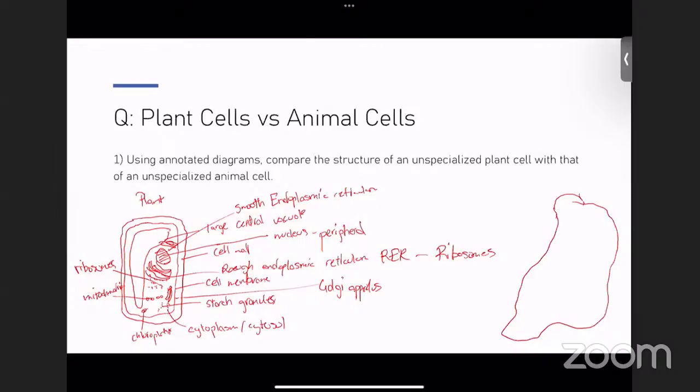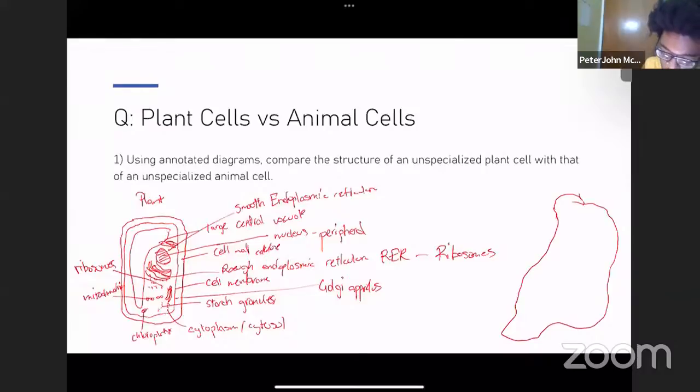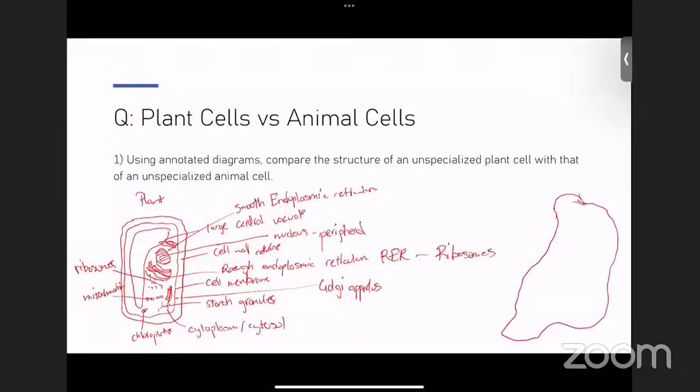Cellulose. Yeah, perfect. So cell wall for the animal cell? No, sir. No? Are you guys sure? Yes, sir. No cell wall, just the cell membrane.